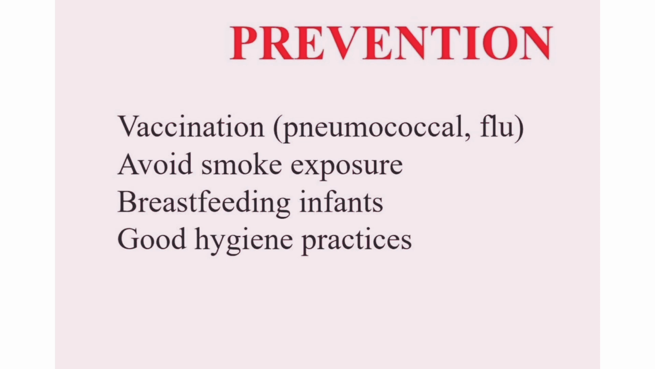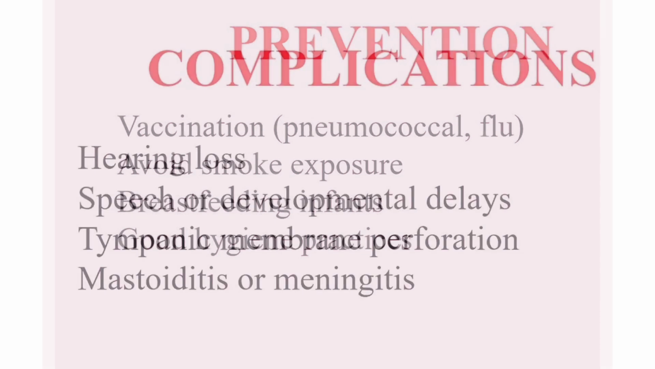Number 3 is breastfeeding. Breastfeeding has been shown to reduce the risk of otitis media in infants. Number 4 prevention is staying up to date on vaccinations. Vaccinations such as the pneumococcal conjugate vaccine can help prevent infections that can lead to otitis media.